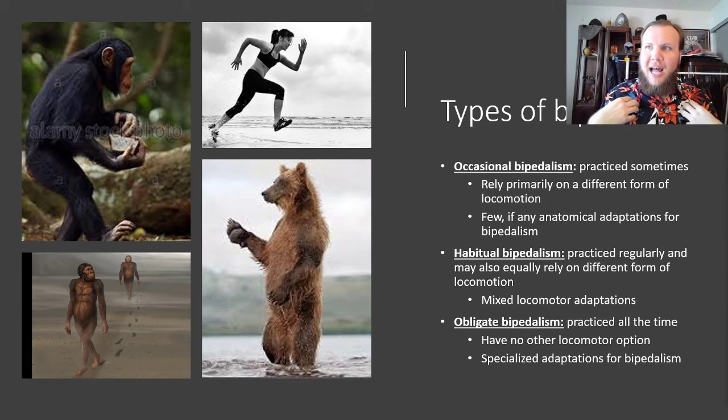Obligate bipedalism is us, right? So we practice bipedalism all the time. We can brachiate, but our primary locomotion is walking upright and moving forward, okay? So we have specialized adaptations for this.